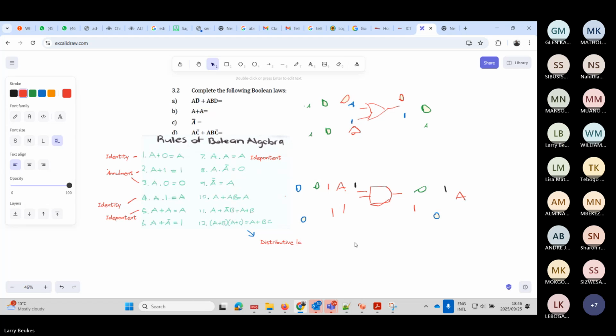Distributive law. And then this one of 2 complements is basically the double negation law, right? So double negation, I explained it last week. I said it's like you have your light on. Your light is on here. Then you complement it by switching it off.